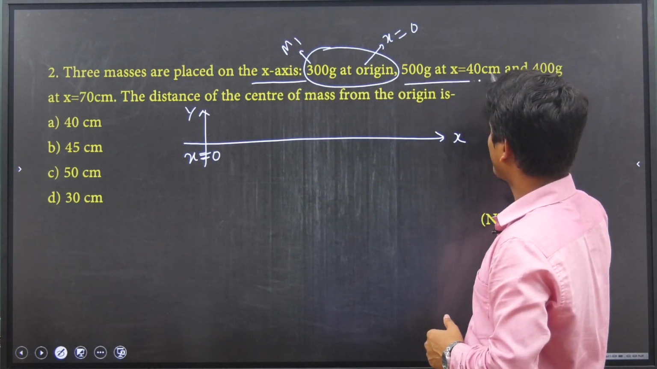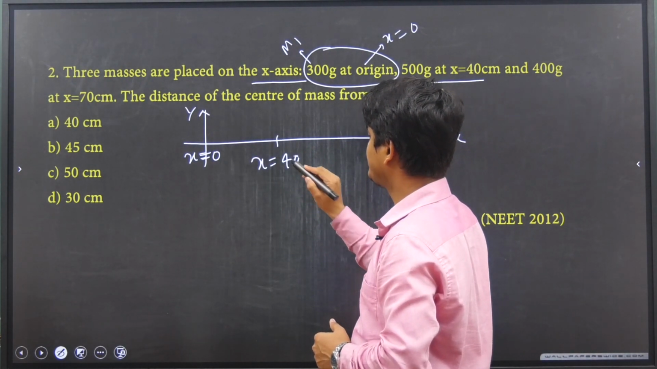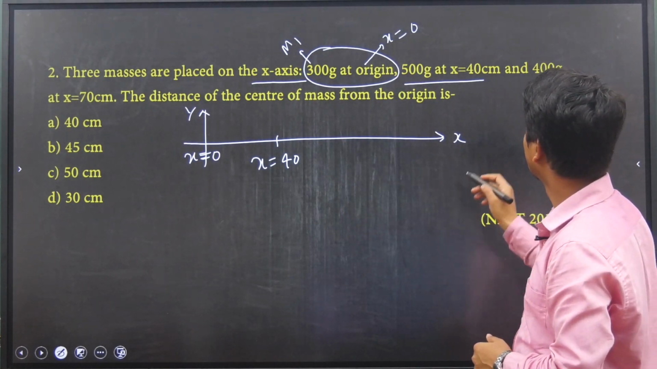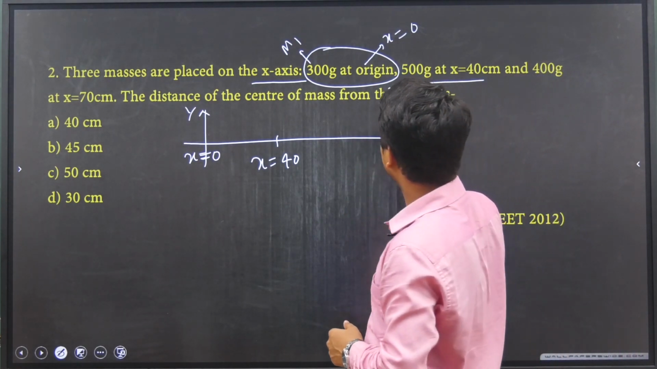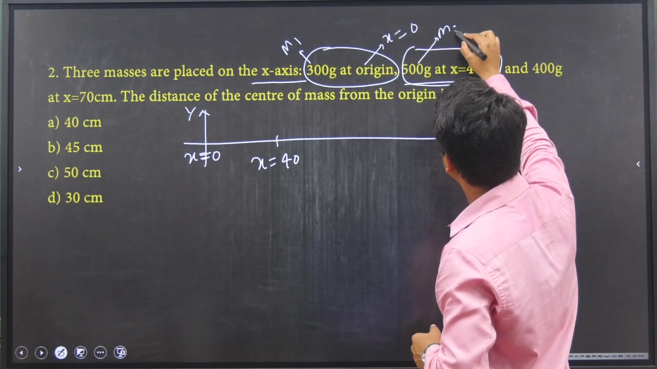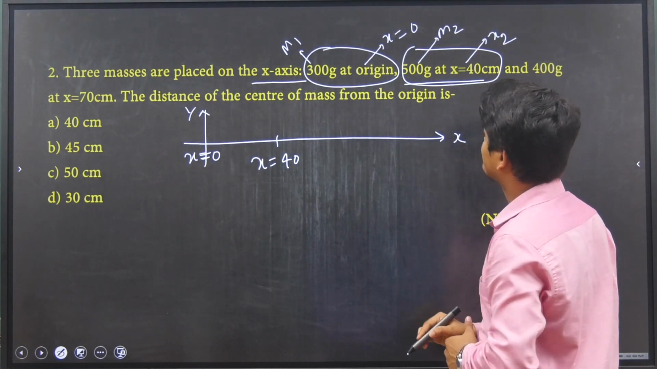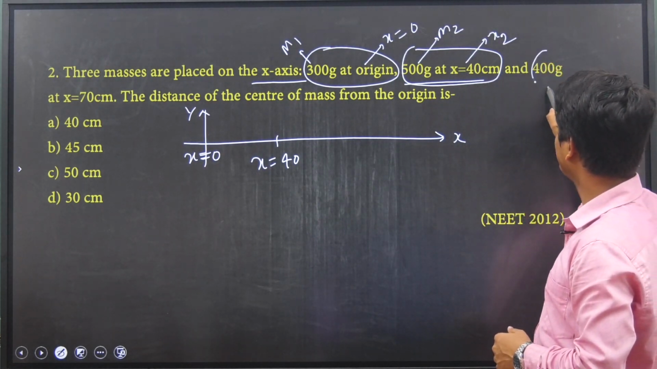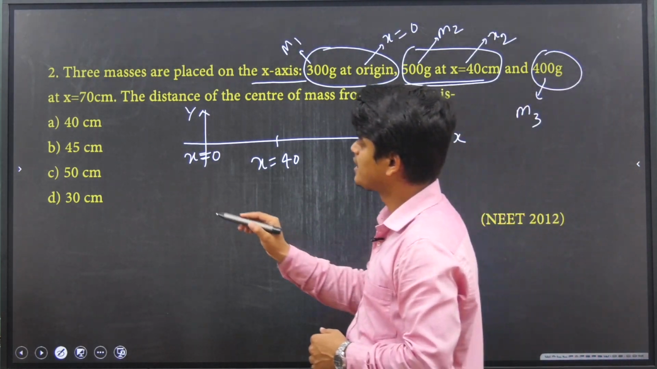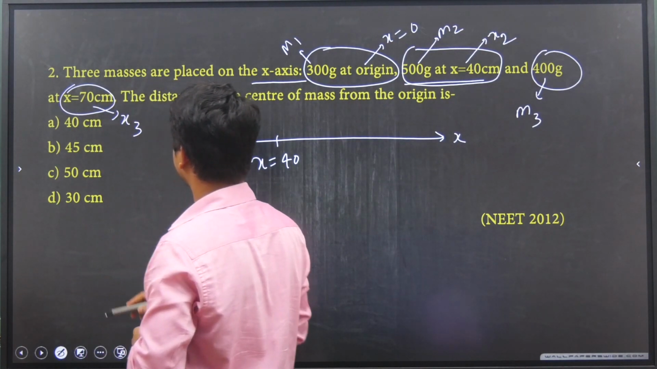Now 500 gram at x equal to 40 centimeter. So I will take here x equal to 40, everything in centimeter, so that's why I am writing only the number. And here mass is what? This mass I will consider as M2, and this one I will consider as x2, which is 40 centimeter. Now the second one is telling 400 gram. So here it is M3, and here at x equal to 70 centimeter, so you can write it as x3.